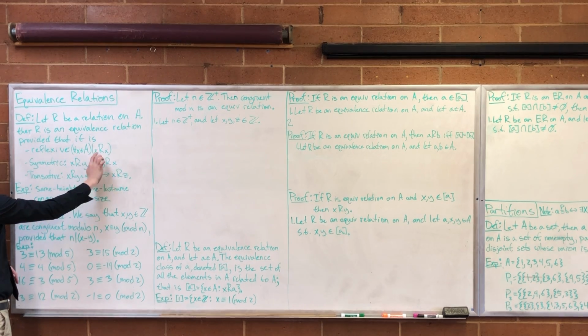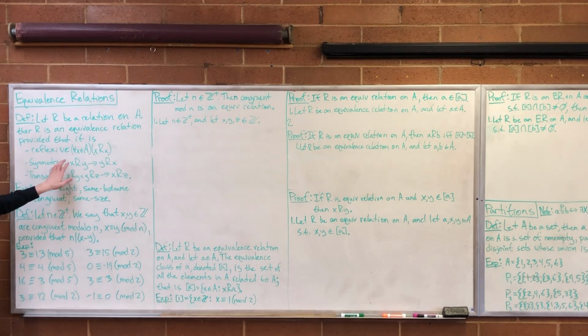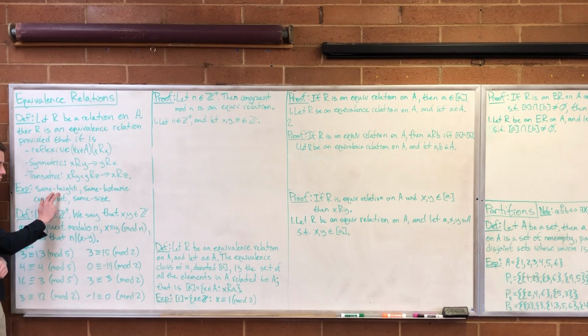Reflexive meant for all x in A, x is related to itself. Symmetric meant if x is related to y, y is related to x. Transitive meant if x is related to y, y is related to z, then x is related to z. Exactly like you said. So some examples of equivalence relations. Is the same height an equivalence relation if we're talking about the set of people? Yes. Is everyone the same height as themselves? Yes. If I'm the same height as you, are you the same height as me? Yes. If I'm the same height as Jack and Jack's the same height as Jill, am I the same height as Jill? Yes.